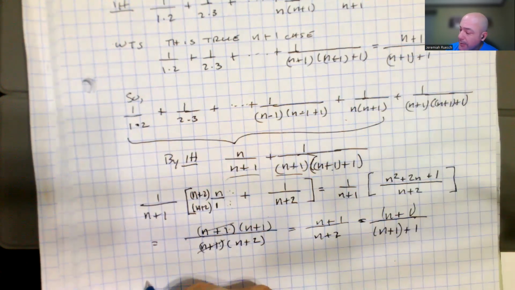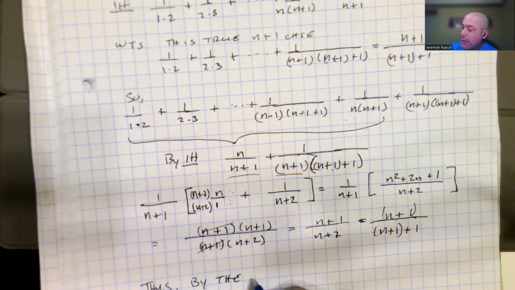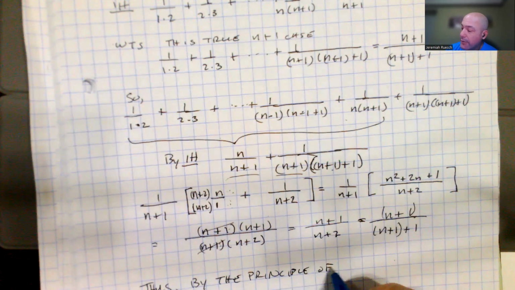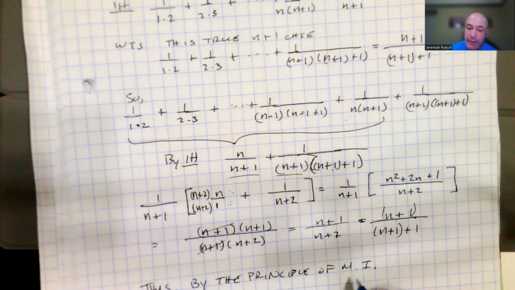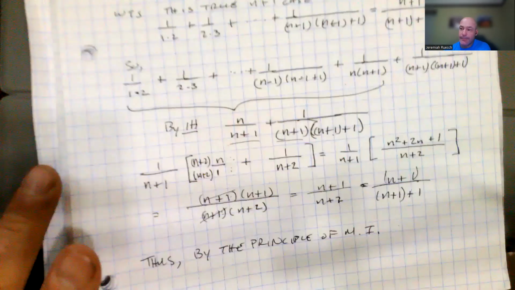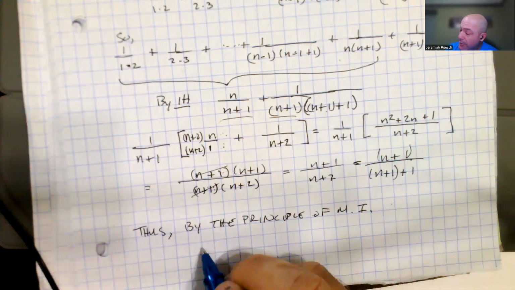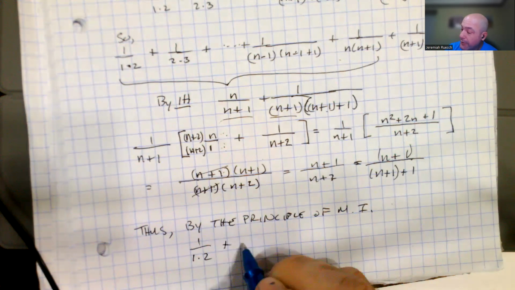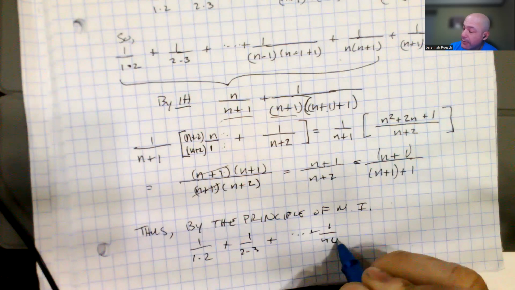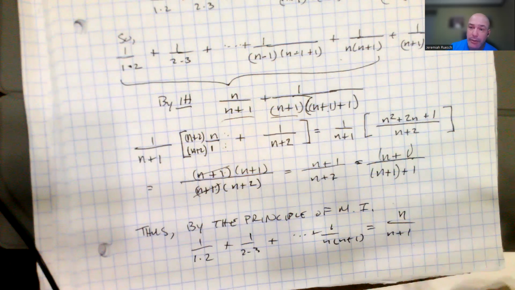Therefore, thus, by the principle of mathematical induction, you would write that out. Thus, by the principle of mathematical induction, we have what we wanted to do. 1 over 1 times 2 plus 1 over 2 times 3 plus dot dot dot plus 1 over n times n plus 1 is equal to n over n plus 1. And that is what we were hoping to show.